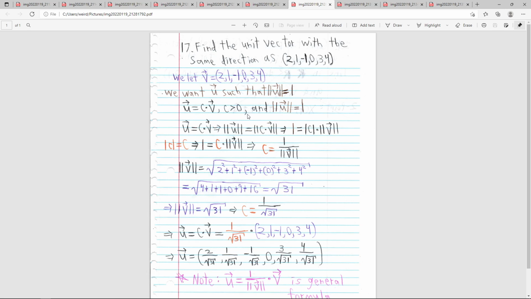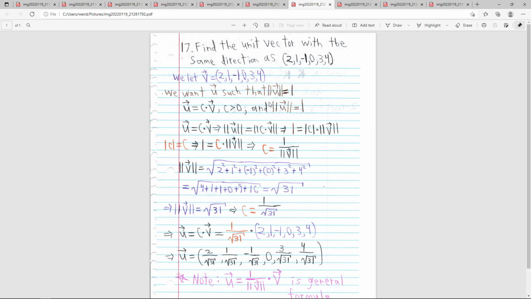Now, in general, there is a formula for this, but it's good to work it out sometimes to see where it comes from in almost a proof-like fashion like this. This is a semi-proof, not a full-on proof, but it's showing how this formula comes out. But there is generally a formula for finding the unit vector with the same direction as this individual vector.